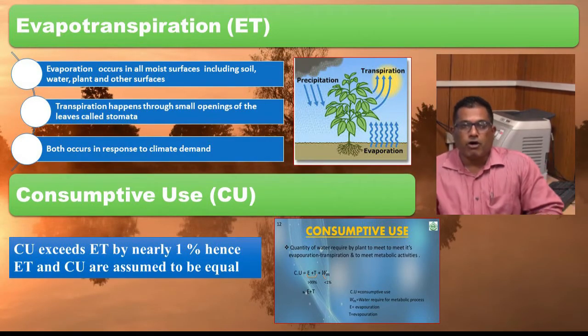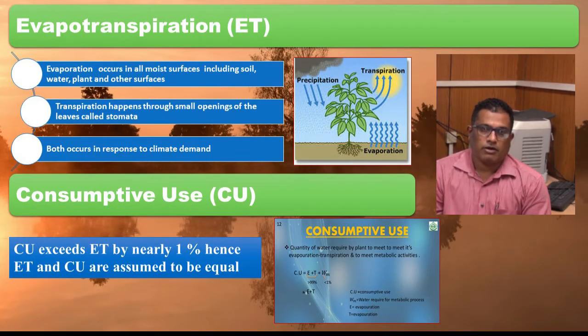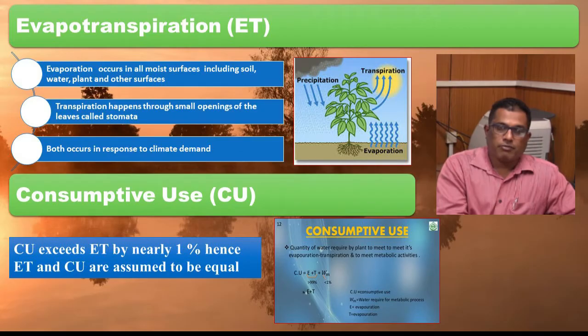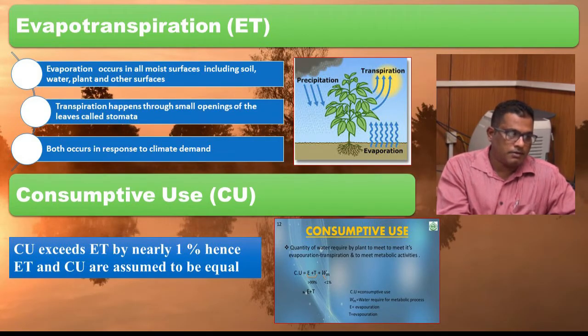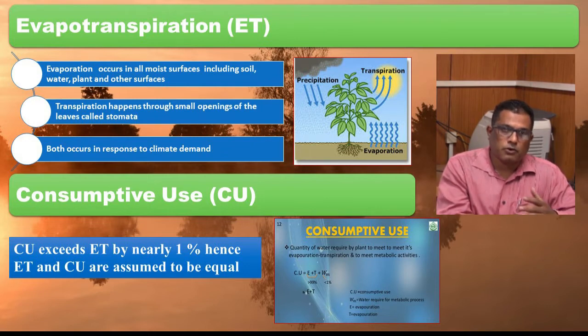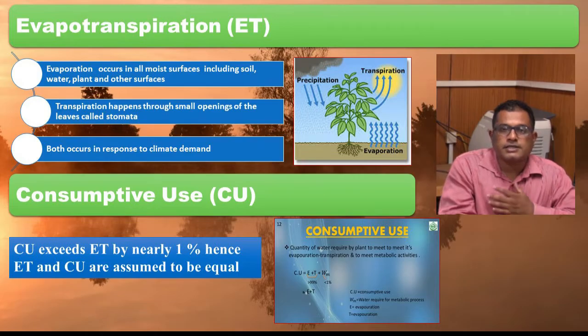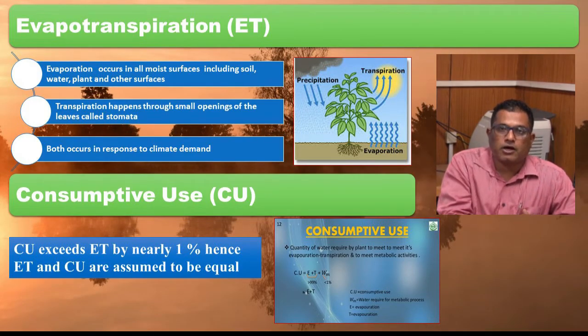Now there is one more term, evapotranspiration. As the name suggests, it's a combination of two words, evaporation plus transpiration, and this happens in vegetative conditions. Evaporation, as we know, occurs from moist surfaces, which include land, water, plant and other surfaces. Transpiration is a process of respiration of plants. Through respiration, plants release some moisture, water, to the atmosphere, and this process is called transpiration. This water is released through stomata openings.